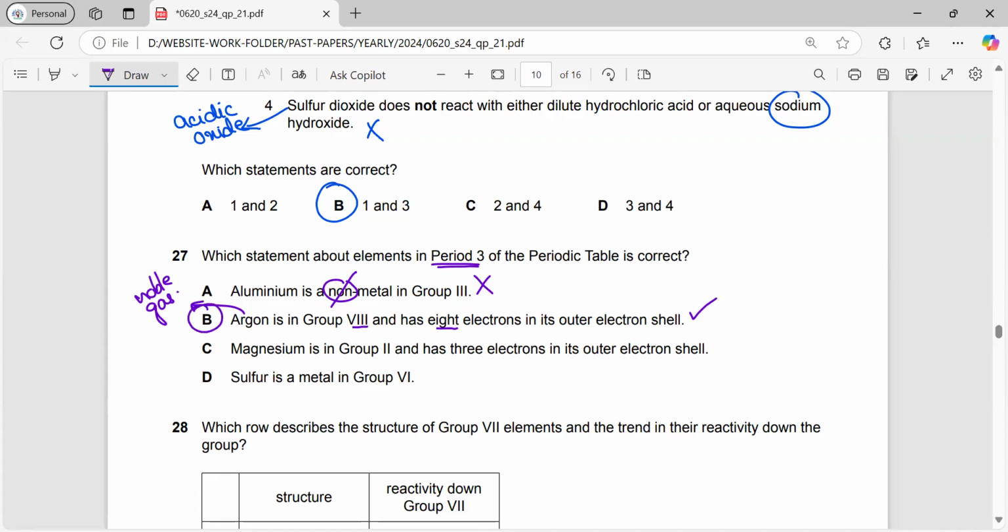Magnesium is in group 2 and has 3 electrons in the outer shell. Wrong, because the group number 2 means that it must have 2 electrons in the outer shell. D, sulfur is a metal? No, sulfur is a non-metal.